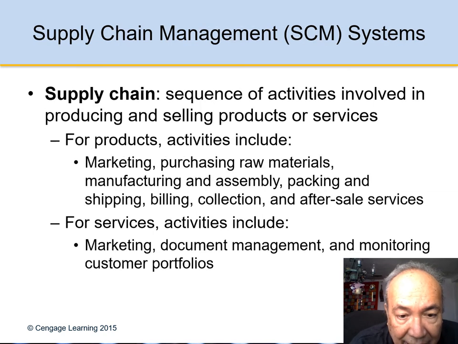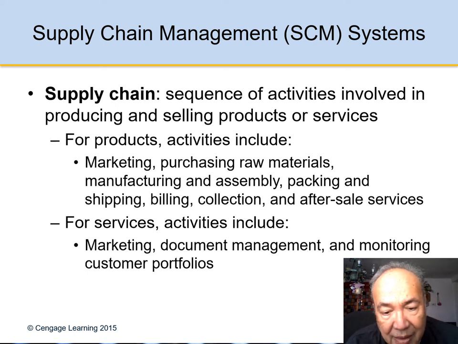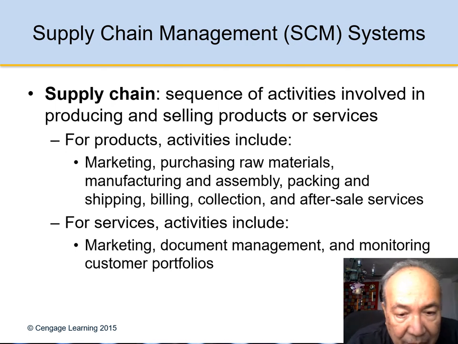Another one is the supply chain management system. A supply chain management system sequences the activities involved in producing and selling a product or service. For a product, this includes marketing, purchasing raw materials, manufacturing and assembly, billing, collection, and after sales. For services, it includes marketing, document management, and monitoring of customer portfolios.